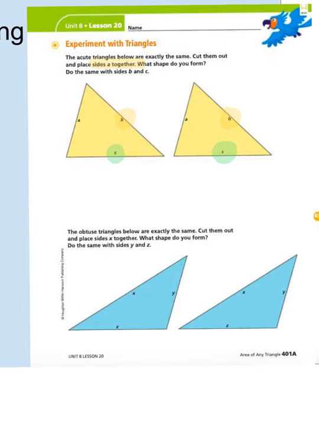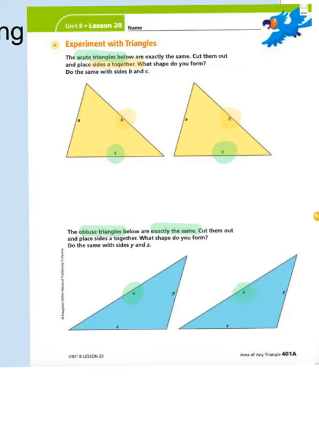So, what shapes did you make? Oh, really? A parallelogram. All right, so now for the next one. It says the obtuse triangles, so these are obtuse, these were acute triangles. The obtuse triangles below are exactly the same. Cut them out and place sides X together. What shape do you form?